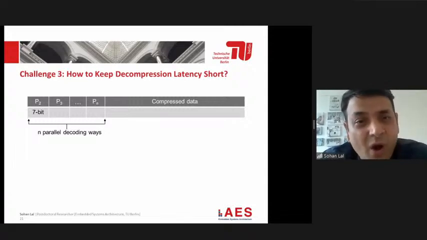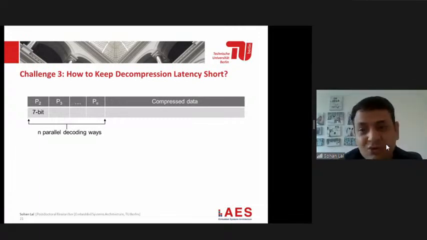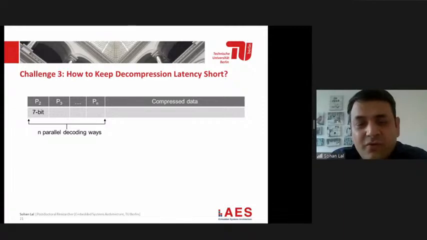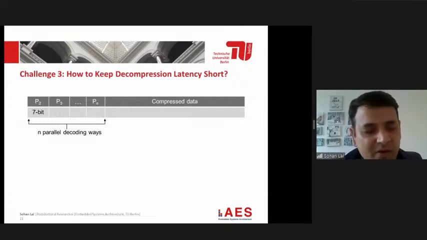The third challenge that we had to address in designing a good memory bandwidth compression technique for GPU is how to keep the decompression latency short. Of course, as I said, the GPUs can hide latency to some extent, but if there is too much of an increase, it can also lead to low performance for GPU. So we want to do some parallel decoding so that we can reduce the decompression latency.